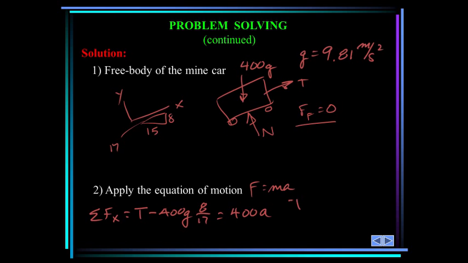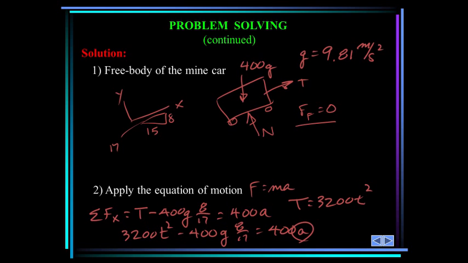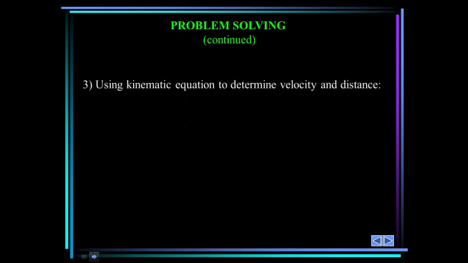Now we were given that the tension in the cable is 3200 t squared. So we can rewrite this equation as 3200 t squared minus 400g times 8 over 17 is equal to 400a. Solving this equation for a gives you an equation for a as a function of time. So a is equal to 8t squared minus 4.616, and that's meters per second squared.